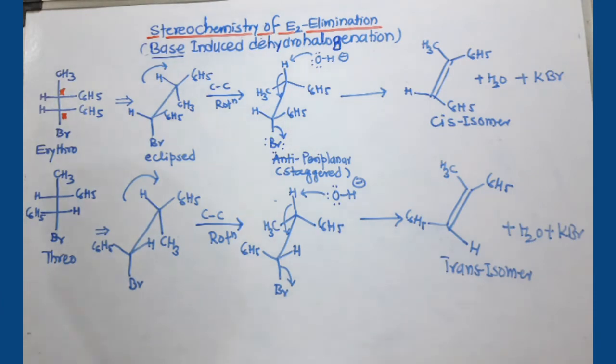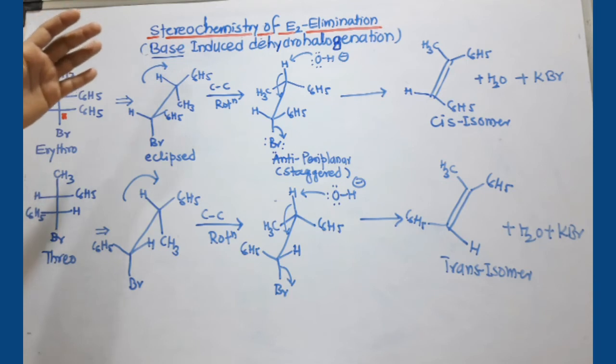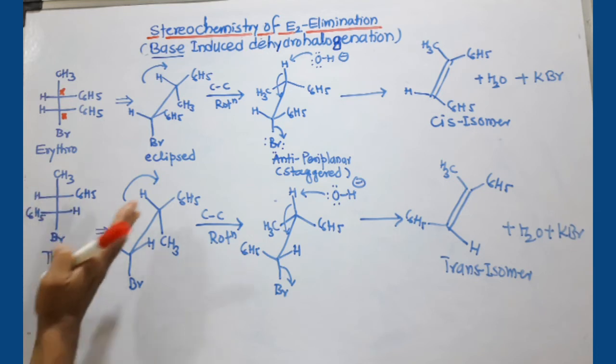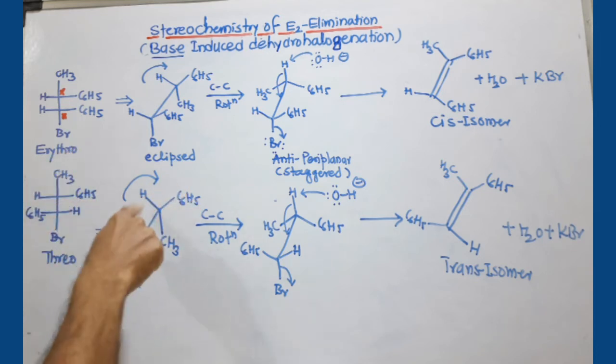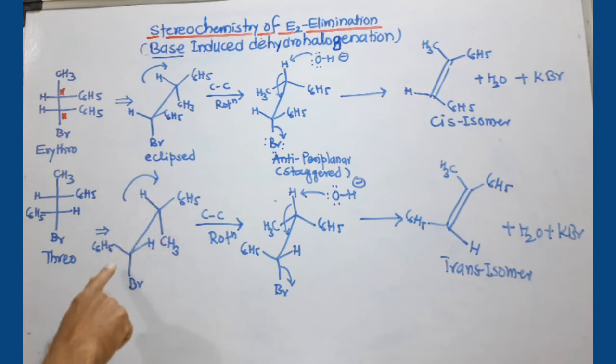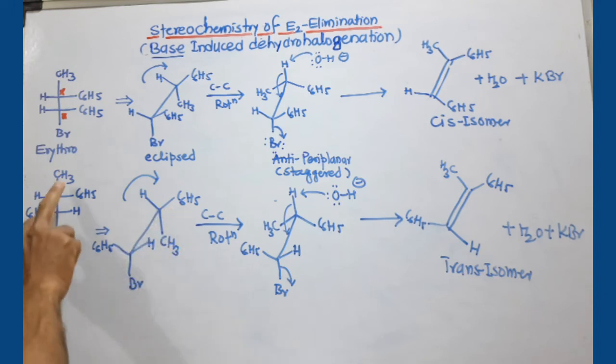Now what will happen with threo? This is another stereochemical form of the compound 1-bromo-1,2-diphenylpropane. Here two similar groups are toward the opposite side. Because of this we can say this is threo. So this is again eclipsed. I have converted this into Fischer projection formula by just drawing three lines and putting one line in between, this triangular part, this and this portion.